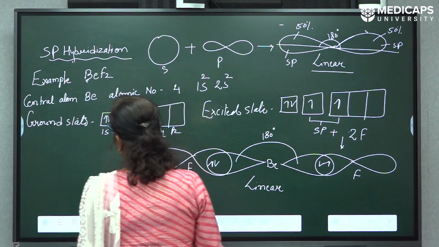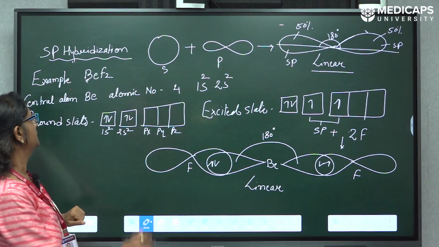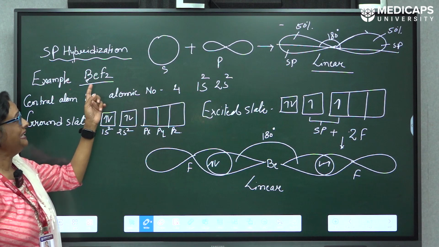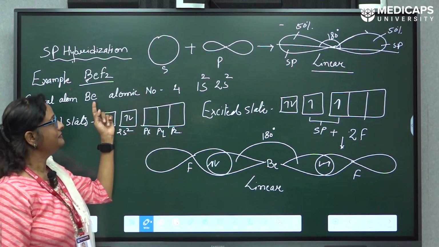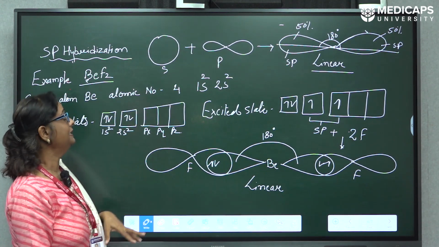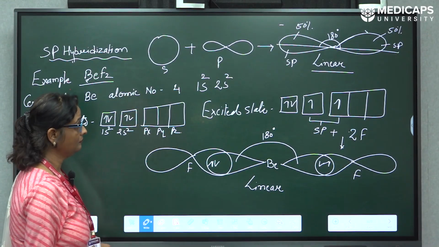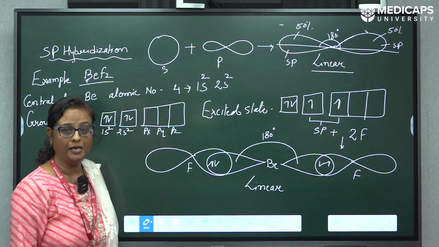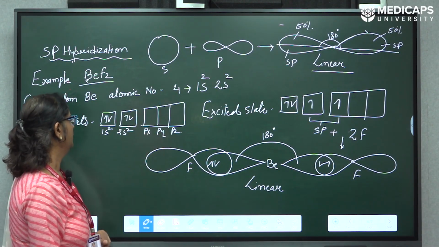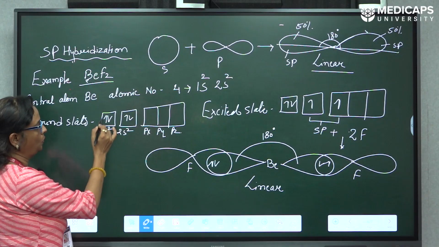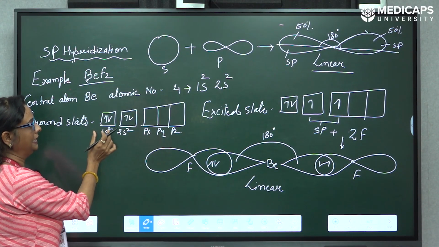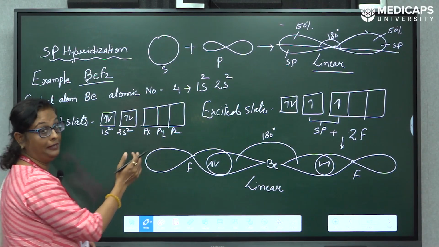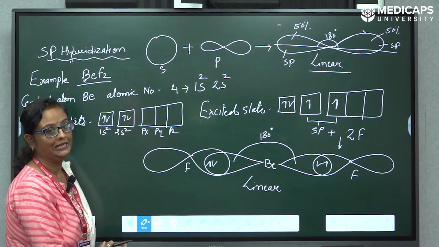Let's take an example of this sp hybridization with beryllium difluoride. Now in this BeF2, beryllium's atomic number is 4 and its configuration is 1s2, 2s2. Now in the ground state, 2 electrons in the 1s orbital and 2 electrons in 2s2. But the p orbital is completely vacant.